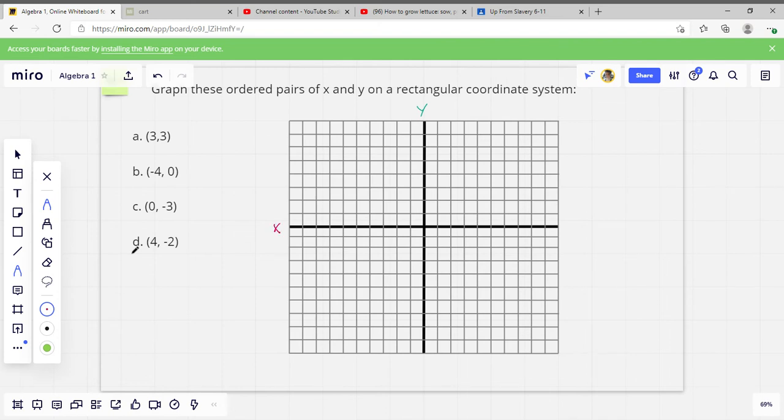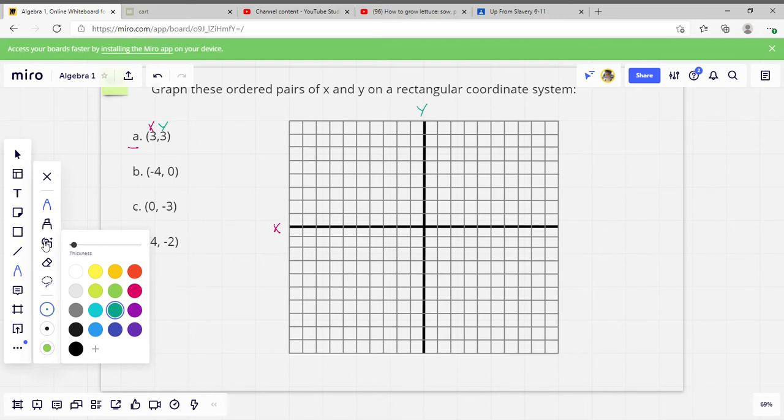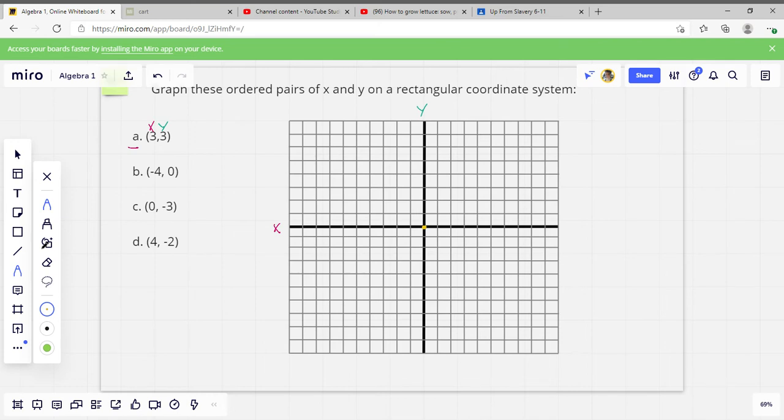Okay, these are called ordered pairs. An ordered pair starts with x and then y. So to graph this, we've got our x value and our y value. Our x value is positive 3, and our y value is positive 3. So all we're going to do is start at our center, that's 0, 0, our origin, and go over 3 on our x, 1, 2, 3, up 3 on our y, 1, 2, 3, and there is the point 3, 3.